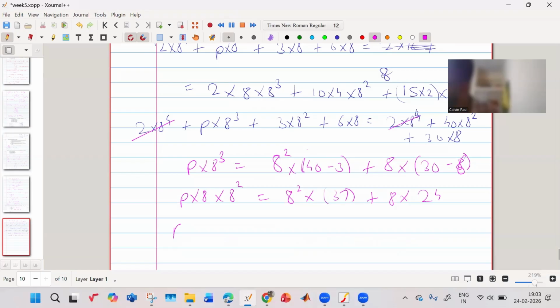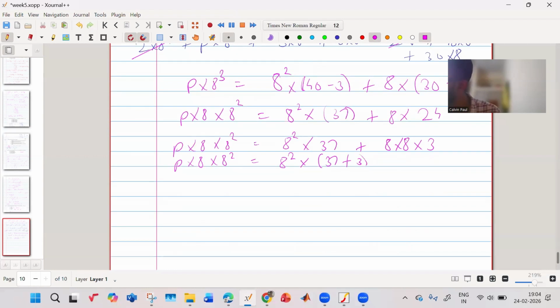So P into 8 into 8 square is 8 square into 37 plus 8 into 8 into 3. Again, P into 8 into 8 square is 8 square into 37 plus 3, right? So 8 square gets cancelled. So P is equal to 40 upon 8, that is equal to 5. Okay. So this is the way.